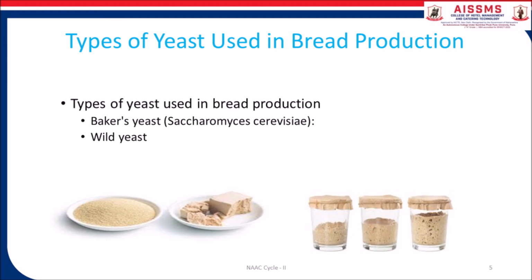Then there is instant yeast, which is also available in dry form. There is fresh yeast, which you get in block form, and which is majorly used in all the bakeries. Then the next type of yeast is wild yeast.